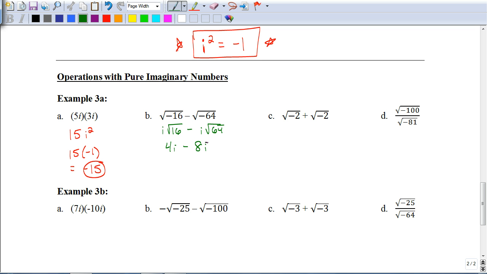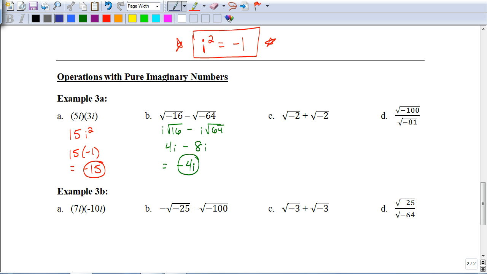And again, we treat this just like a variable. If I had 4x minus 8x, I could simplify that. So if I have 4i minus 8i, I can simplify it, and I would get -4i as my answer. Let's look at the next one.